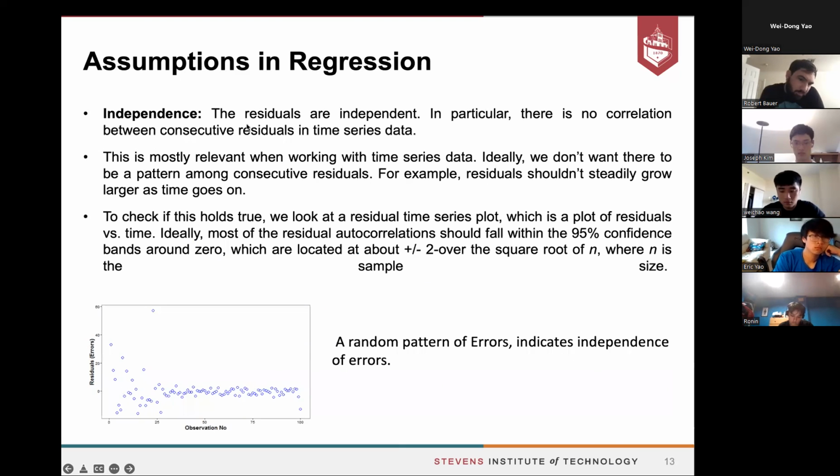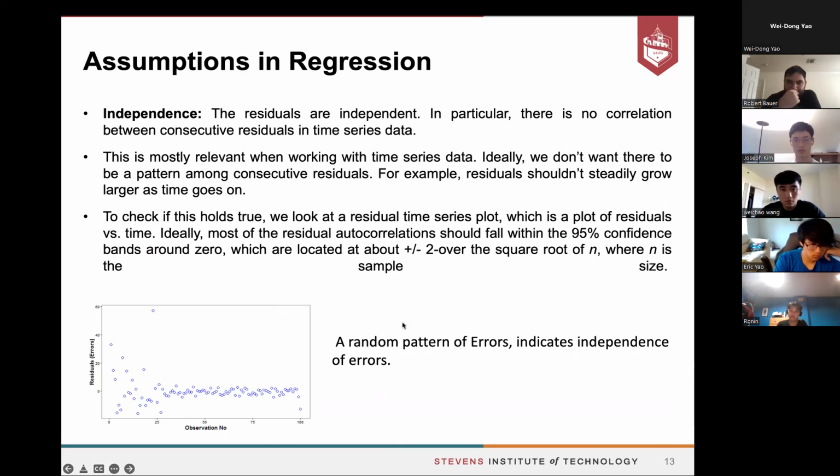The next assumption is independence. In independence, the residuals are independent. In particular, there is no correlation between the successive residuals in time series data. So in this graph, we can see that there is no dependence amongst the residuals. A random pattern of errors indicates independence of errors.